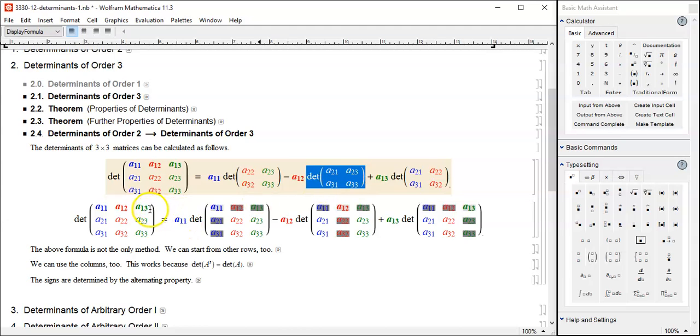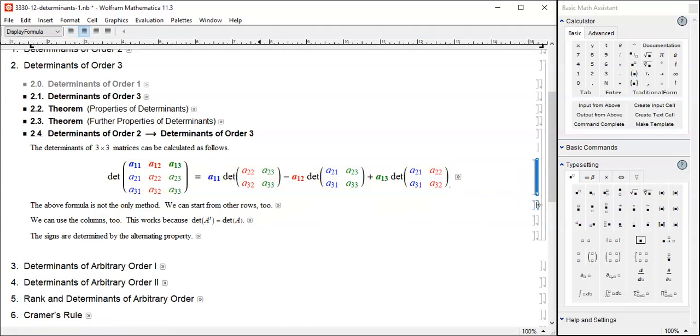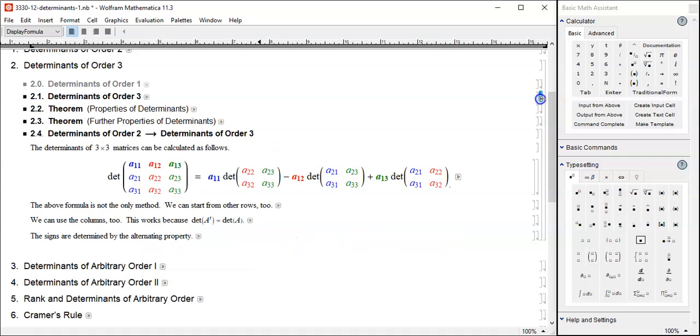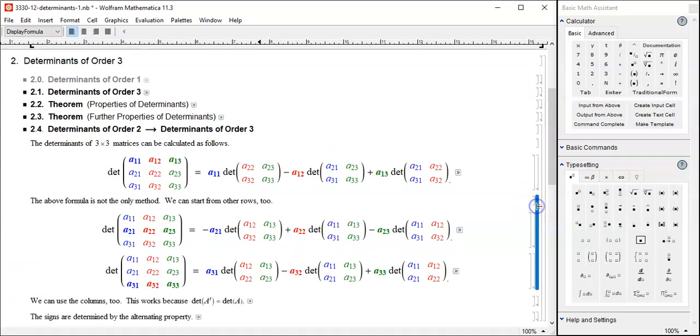And you get the third number from the first row, A13. First row, cross those out. Third column, cross those out. And what's left will be these 4 numbers and that determinant over there. With the sign plus, minus, plus alternating, and calculate it, that turns out to be the same as this expression if you do some simplification.